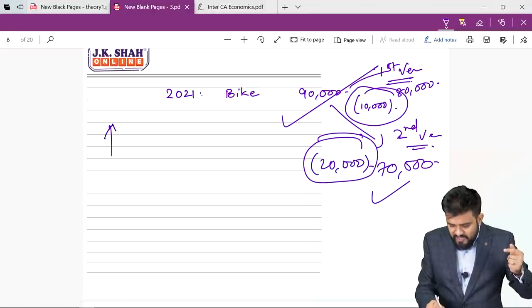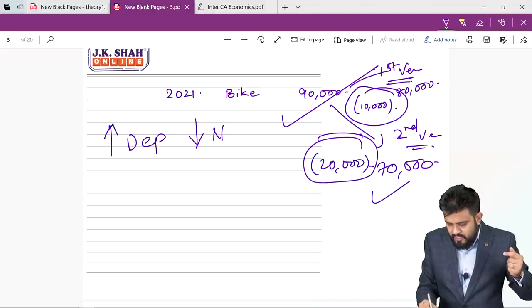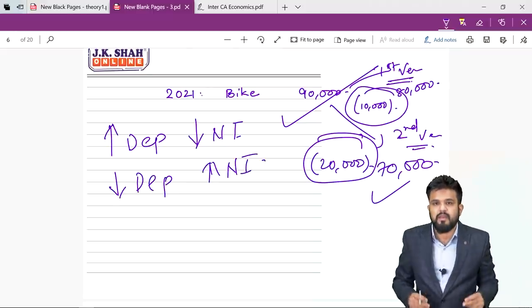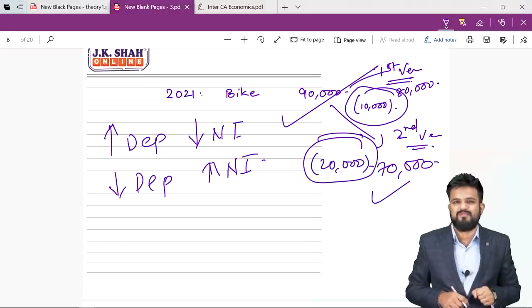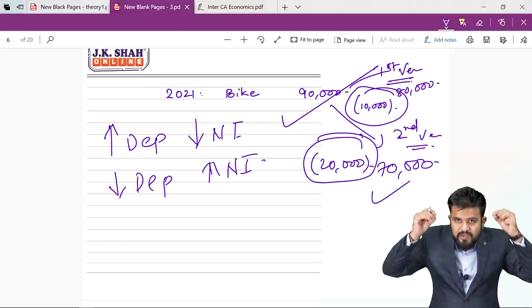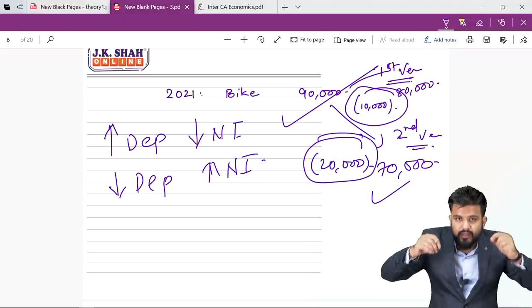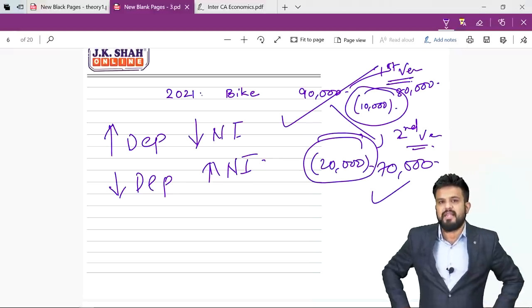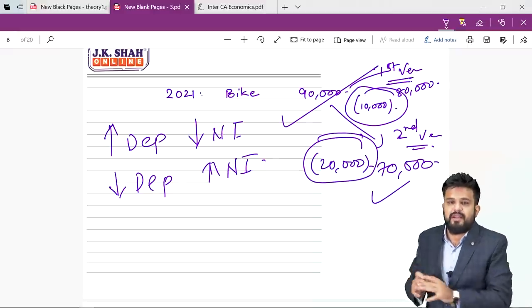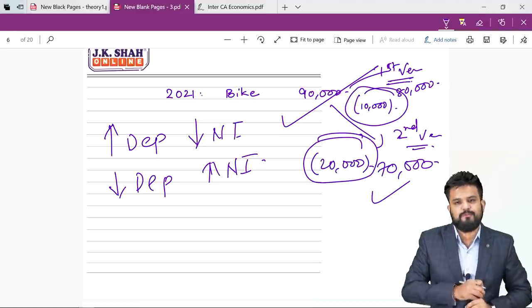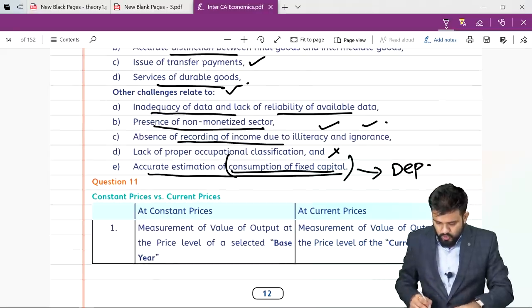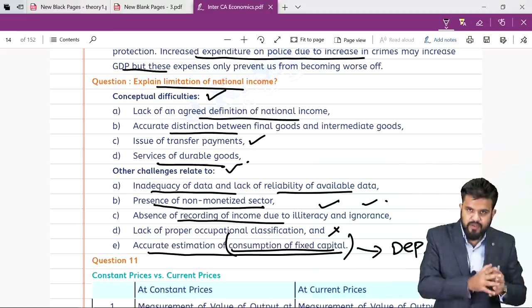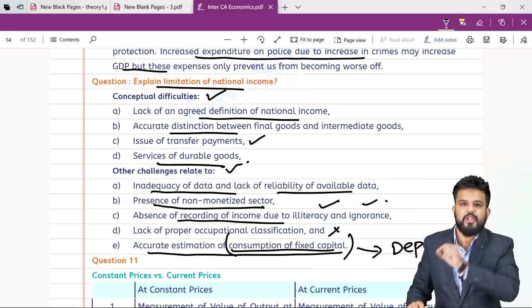So, can I say higher the depreciation, lower will be the national income, and lower the depreciation, higher will be the national income? Because of this, calculation goes wrong. CSO never comes to know whether the depreciation amount is accurate, reliable, correct, true or false. That is nothing but consumption of fixed capital, that is depreciation calculation. So students, these were the limitations of national income, two parts: conceptual difficulties and second was other challenges.